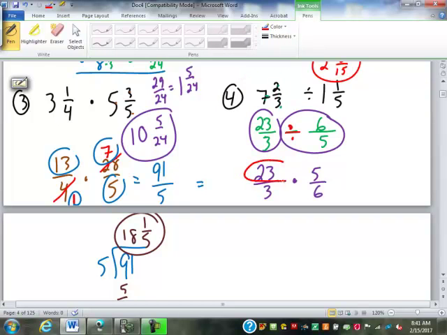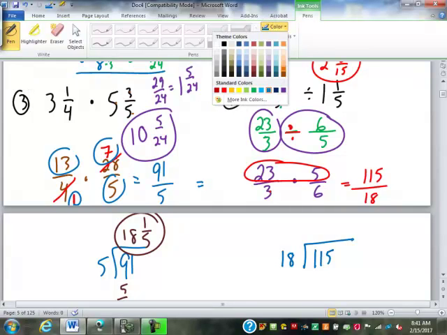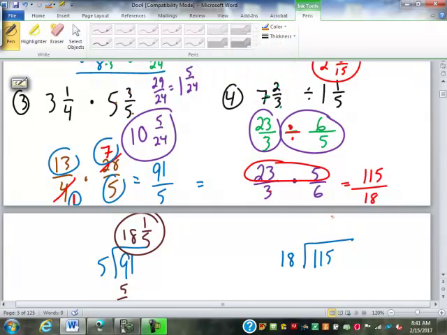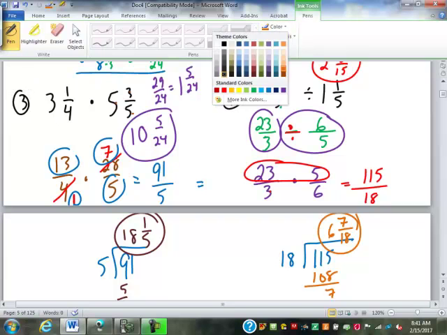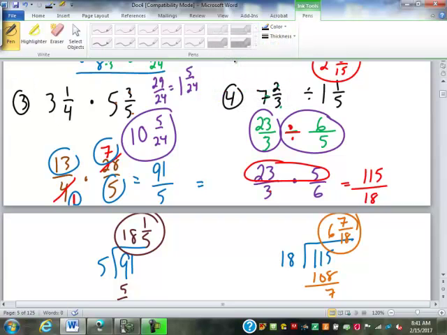23 times 5 is 115. 3 times 6 is 18. 18 goes into 115. 6 times 18 is 108. There's 7 left over. 6 and 7/18. What do you think? Not too bad.